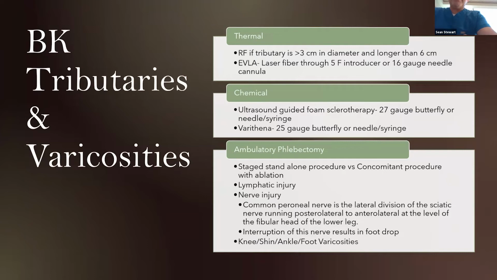Chemical ablation includes both ultrasound-guided foam sclerotherapy and Varithena. With these chemical ablation modalities, we can treat multiple areas, branching vessels, and also superficial disease safely. But we must consider vessel size, long-term closure rates, and insurance limitations. Ambulatory phlebectomy here is very effective as well. It's usually permitted by all insurances, but it can be painful and result in scarring, so we have to be careful. Also, nerve and lymphatic injuries can occur.